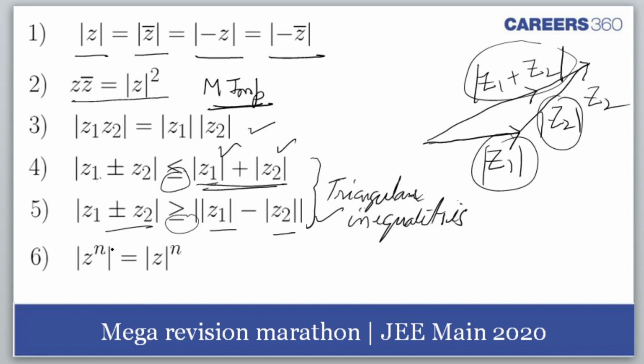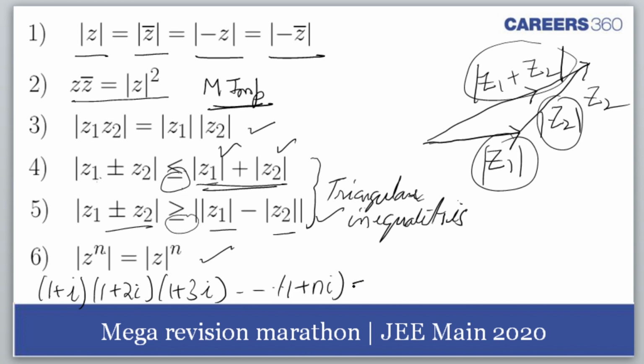Mod of z raised to power n is mod z raised to power n. It's a useful property, students. Okay, we do one question immediately. It's a quick question, almost like NCERT miscellaneous. 1 plus iota into 1 plus 2 iota into 1 plus 3 iota, and so on till 1 plus n iota, that's equal to alpha plus iota beta. Okay, that's given to us.